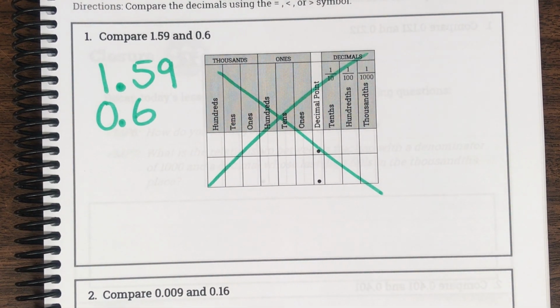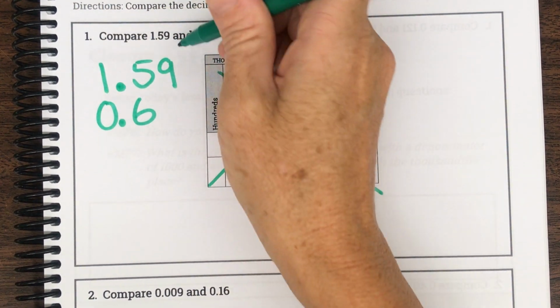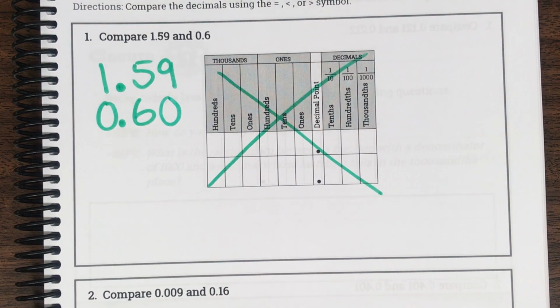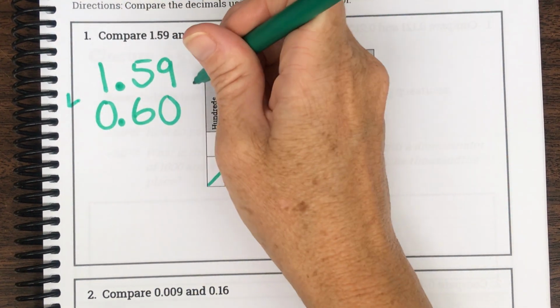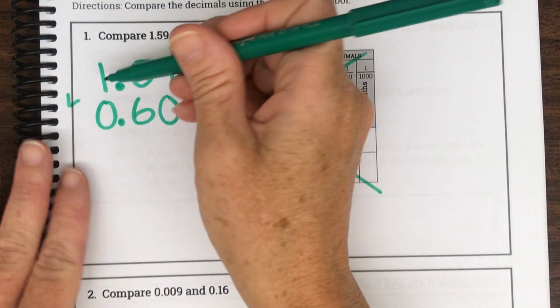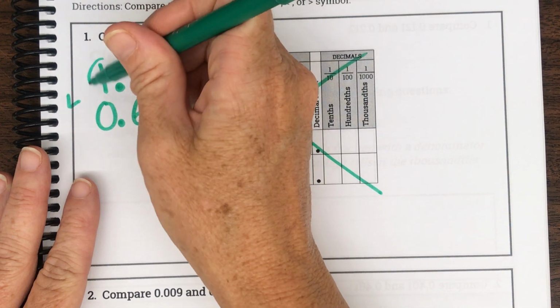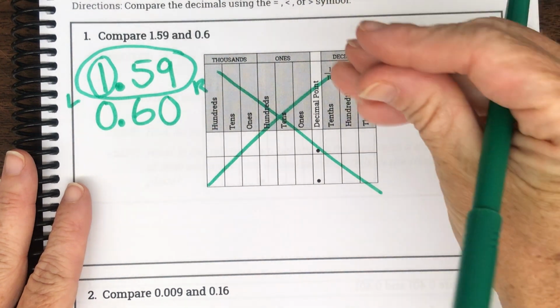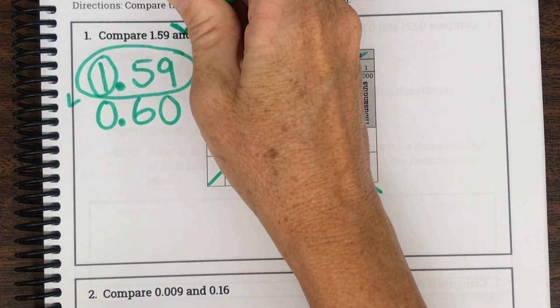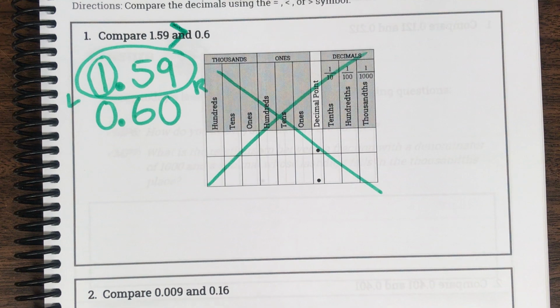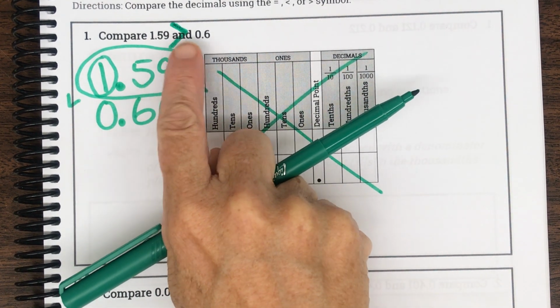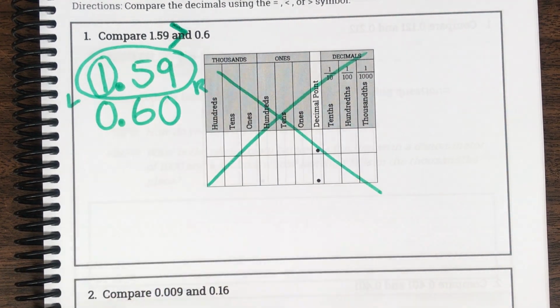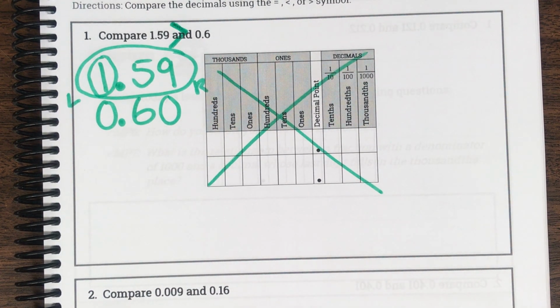Okay, step 2 says add zeros to create a box. So if I drew a box around here, notice this one's blank, so let's add a 0 there. And then step 3 says compare left to right. So let's start over here, 1, 0. Okay, so since the 1's larger, that whole number's larger, which means my alligator mouth is going to grab that one. So our answer is 1 and 59 hundredths is greater than 6 tenths, or 0 and 6 tenths.